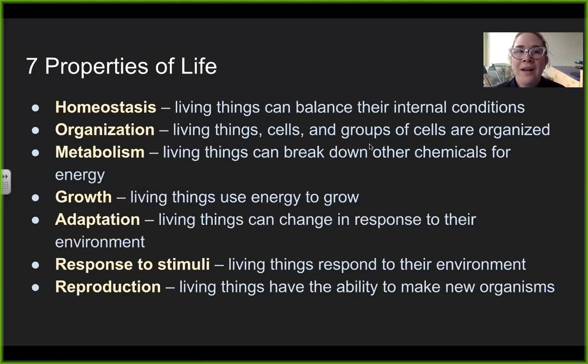Organization, right? Living things are organized. We have a place where the brain is. We have nerves that go out and connect to the rest of the body.